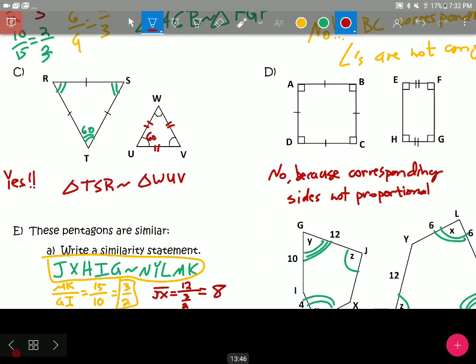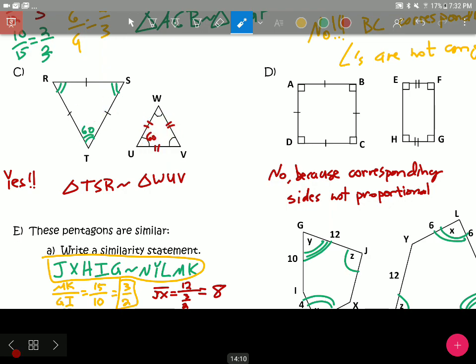All right, here are the answers. First things first, the first one is yes. All three of these sides are congruent, therefore all three of these angles are also congruent, they're 60s. By definition, all of these angles are 60s, so these are similar triangles because they're both equilateral.